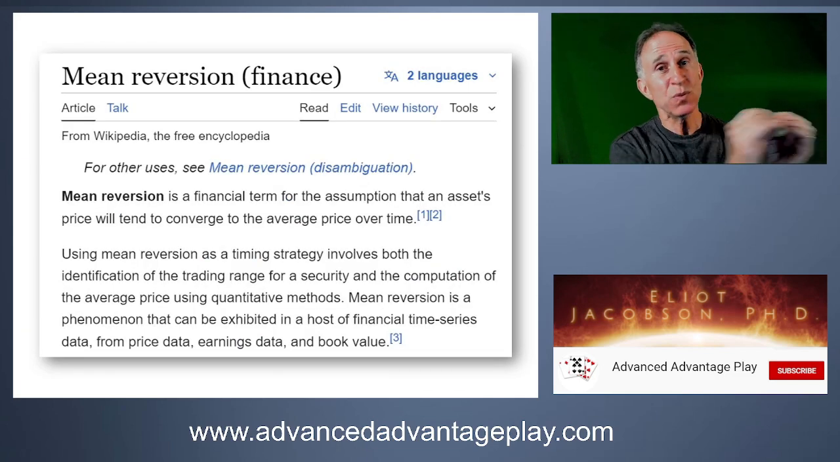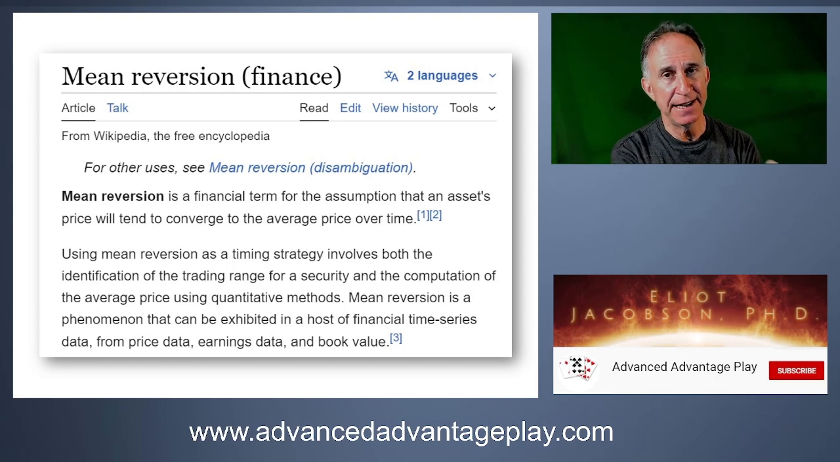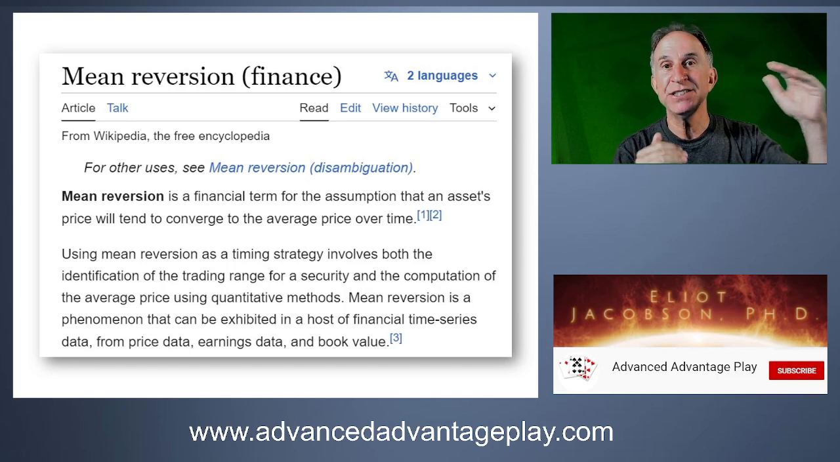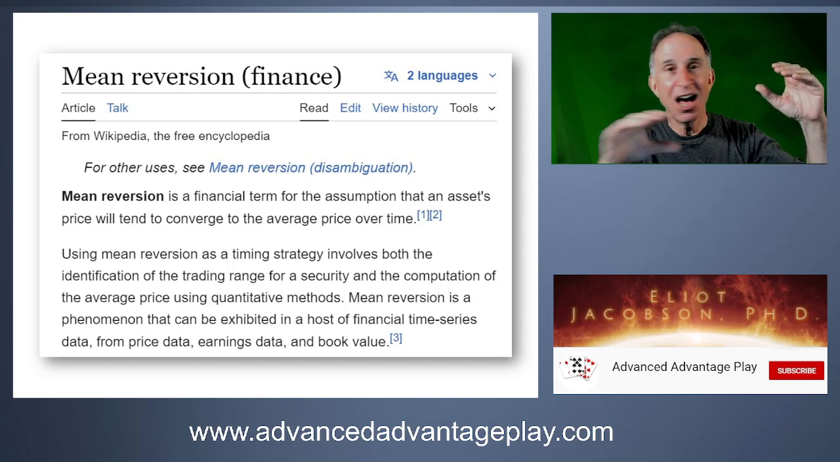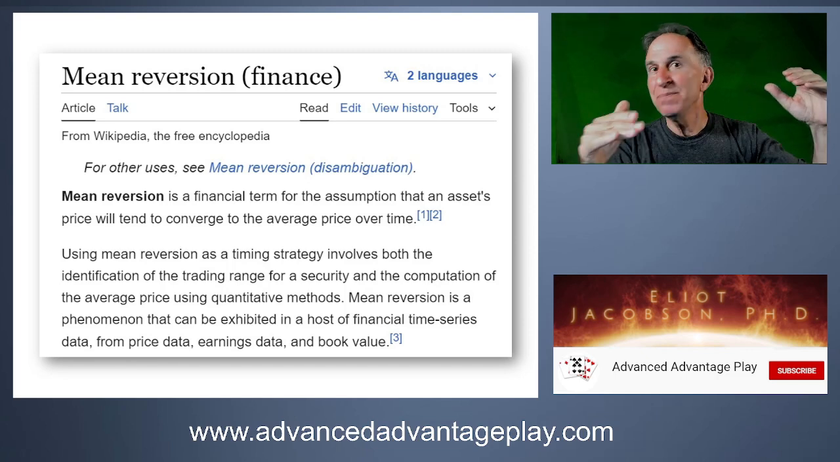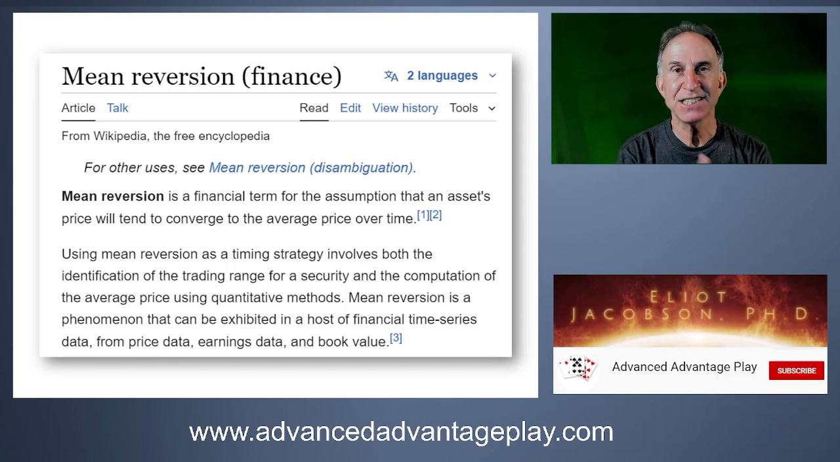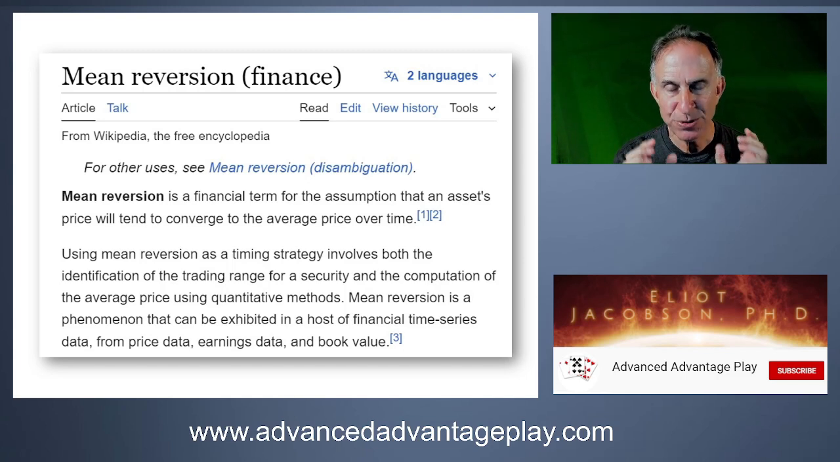Mean reversion, and this is what he's talking about, right? He's in finance. So mean reversion is very specific. It's a financial term for the assumption that an asset's price will tend to converge to the average price over time. In other words, if you have any extreme, then at the end of some time, you're going to be closer to the average. That tends to be true also, right?